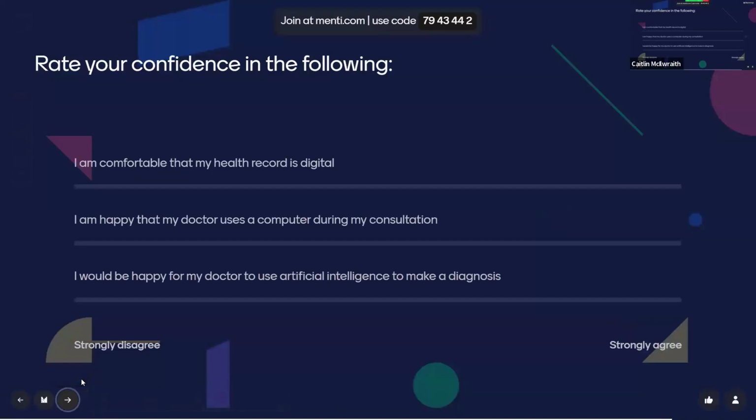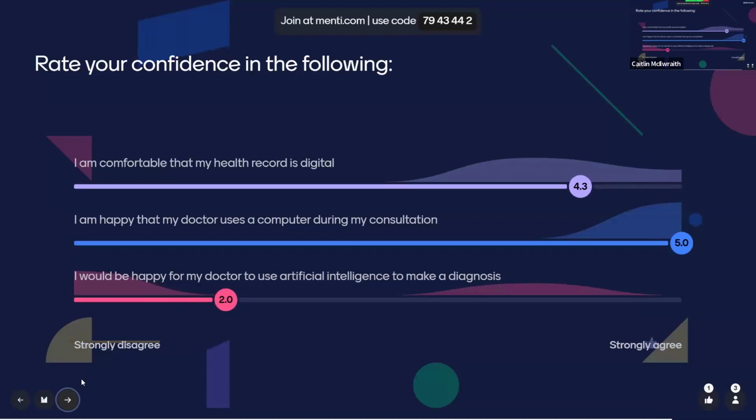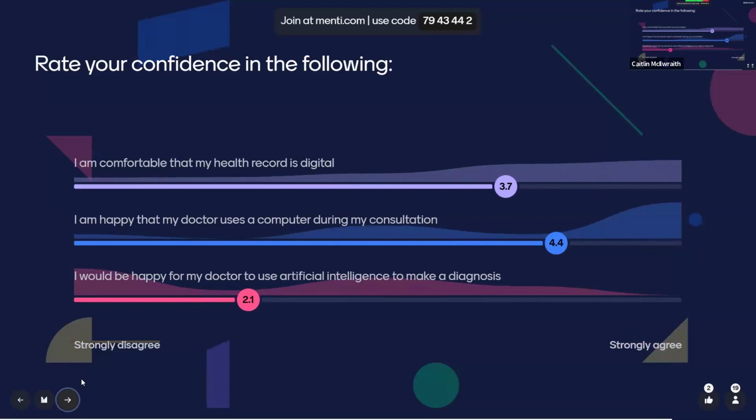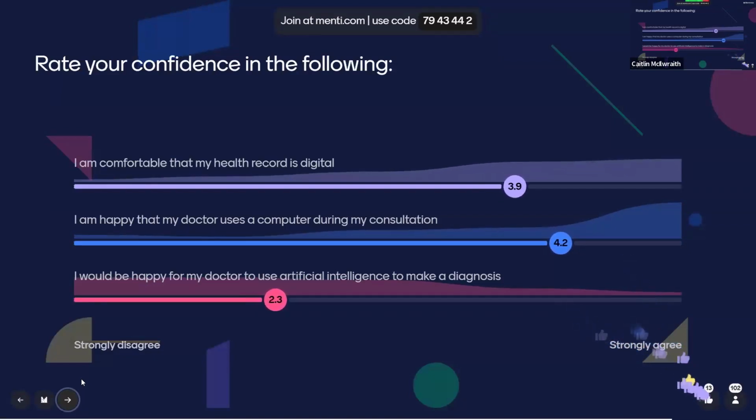I'd be interested to know from you guys, there's 3 questions on here, just to get your opinions on digital. Firstly, are you comfortable that your health record is digital? Secondly, are you happy that your doctor uses a computer during a consultation? And thirdly, what do you think about artificial intelligence being used to make a diagnosis? There's no right answers, no wrong answers, just to get an idea of your confidence and your comfort zone. On the right-hand side, it's strongly agree. On the left-hand side, it's strongly disagree.